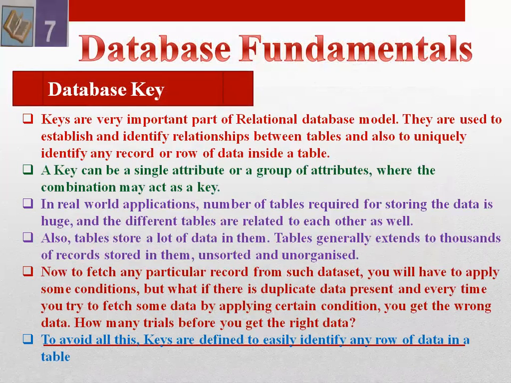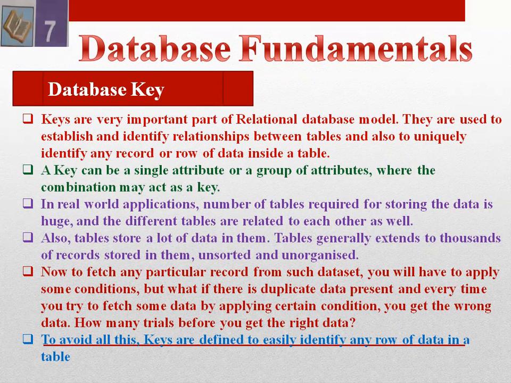Keys are a very important part of the relational database model. They are used to establish and identify relationships between tables and also to uniquely identify any record or row of data inside a table. A key can be a single attribute or a group of attributes where the combination may act as a key. In real-world applications, the number of tables required for storing the data is huge, and the different tables are related to each other as well.